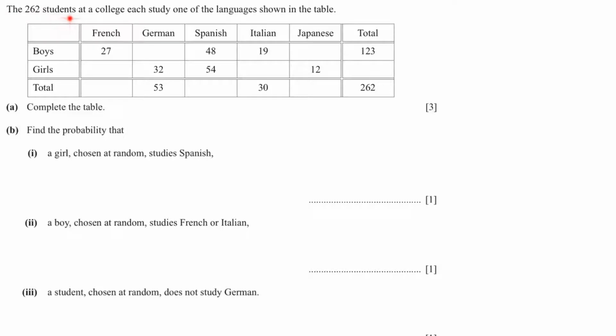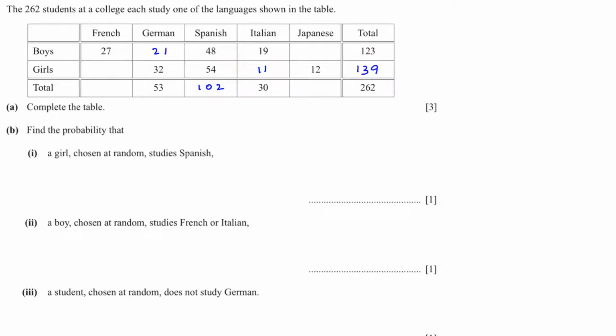The 262 students at a college each study one of the languages shown in the table. And we have to complete this table. Let's start with this one because the total has been given to us. The number of girls has been given. So 53 minus 32 will give us the boys who speak German, that's 21. Spanish, we'll add these two together, 102. To find the Italian, we will do 30 minus 19, that will give us 11. And then 262 minus 123 is 139.